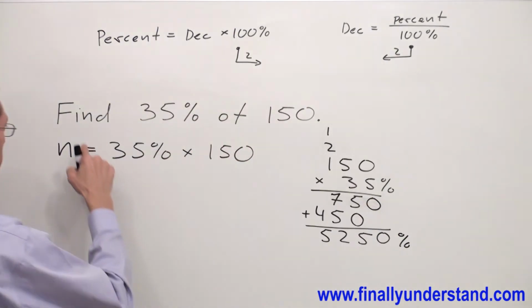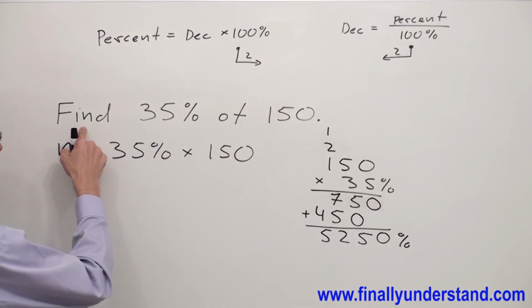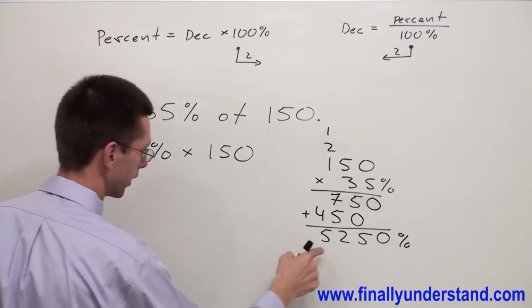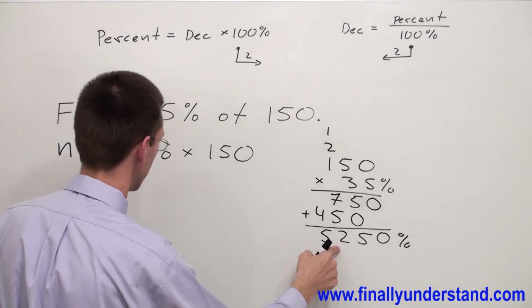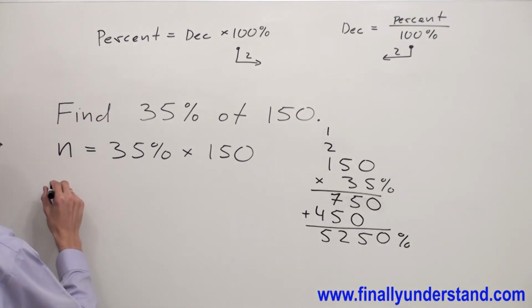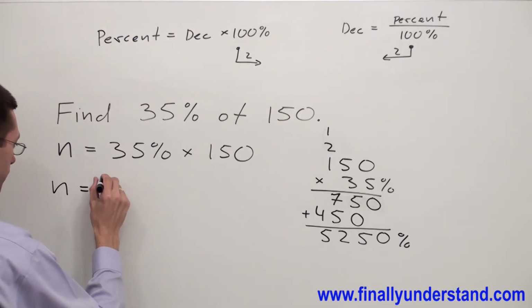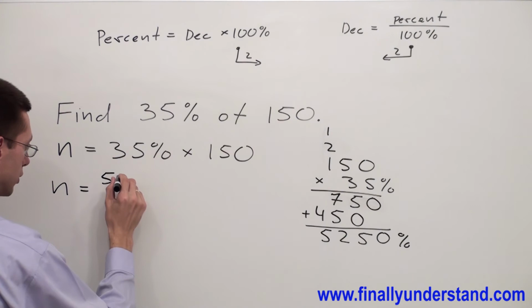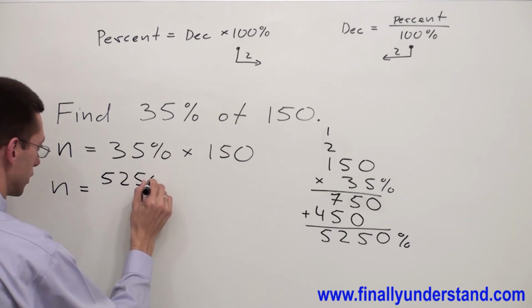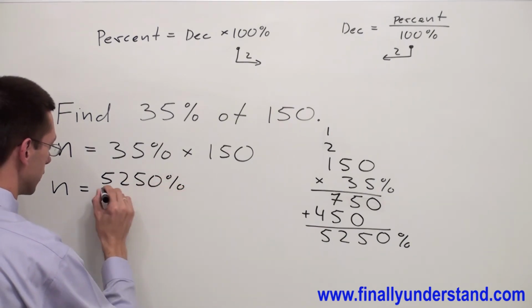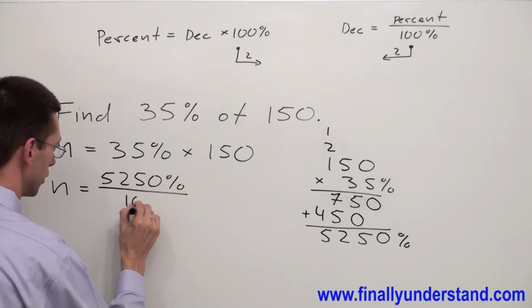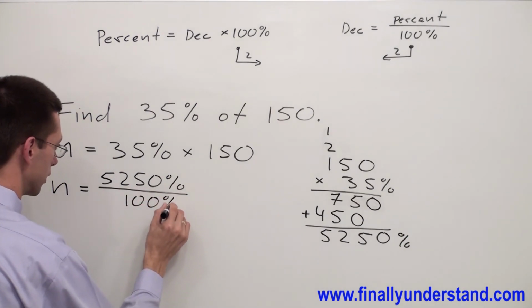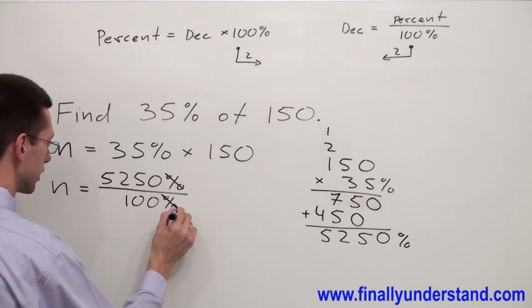Now, the problem is asking you to find, which means we have to find the number. In order to find the number, I have to divide my percent number by 100%. So I'm going to have n equals 5,250%. I have to divide by 100%. Percent and percent will cancel out.